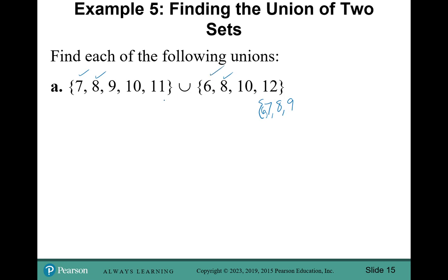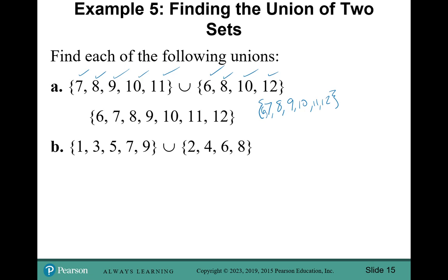That's why it's important to go through and check through your work. I also have a 9. I have a 10, but that's taken care of in both, and I only have to write it once. I have an 11, and I have a 12. So the union of these two sets is everything in both sets, more clearly typed out here: 6, 7, 8, 9, 10, 11, 12. But we do not have to repeat the 10 or the 8. We just have to make sure it's in there at least once. Unions: everything in both sets.